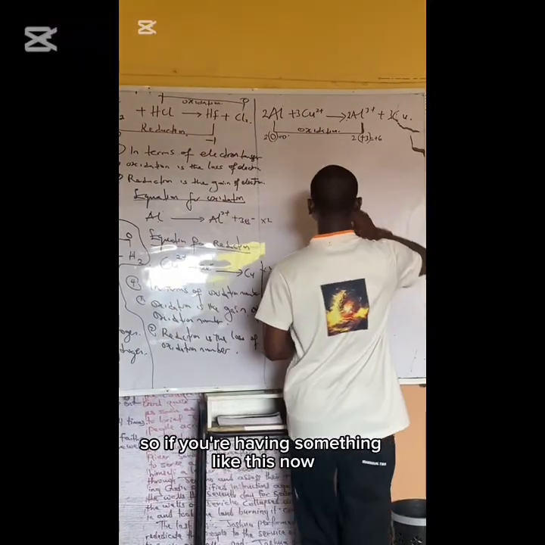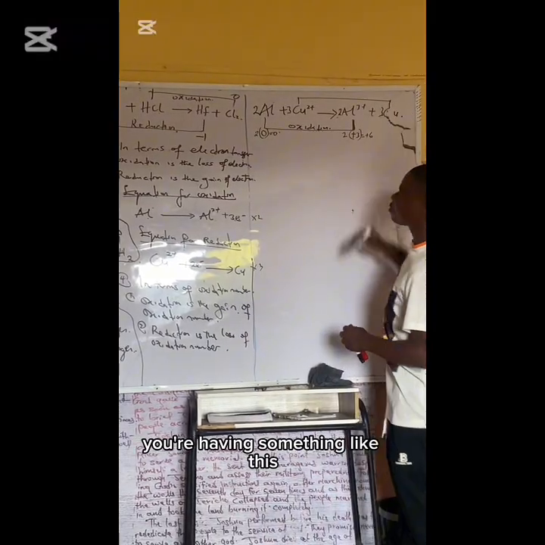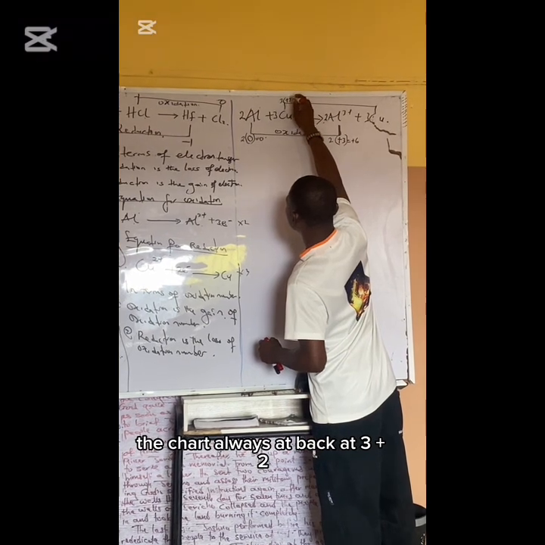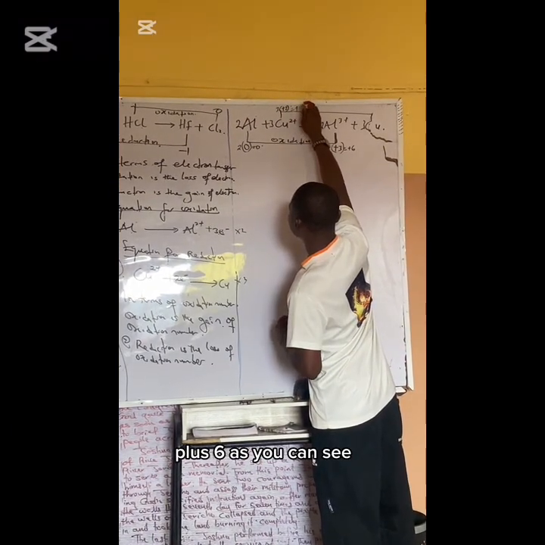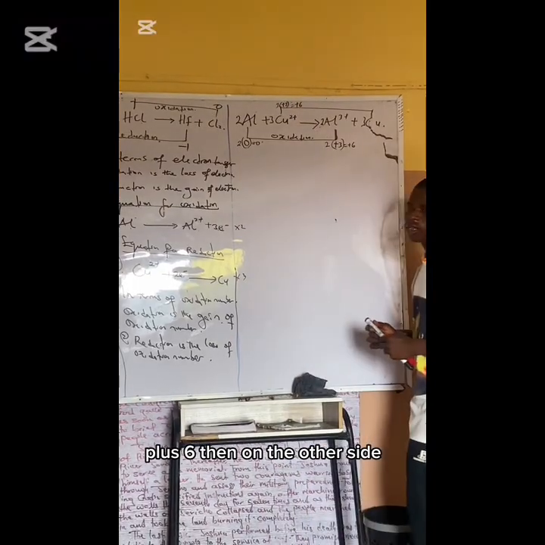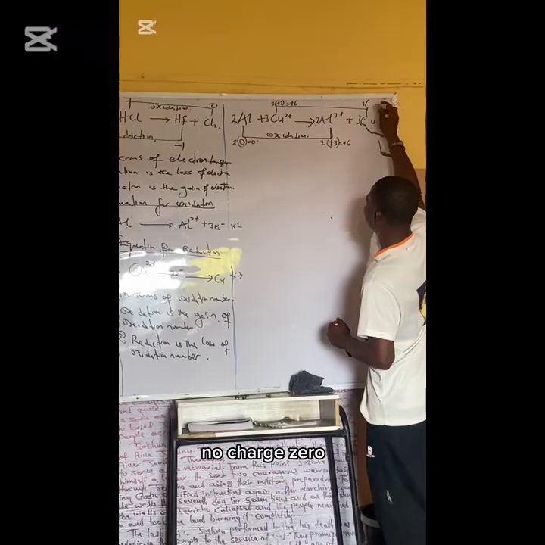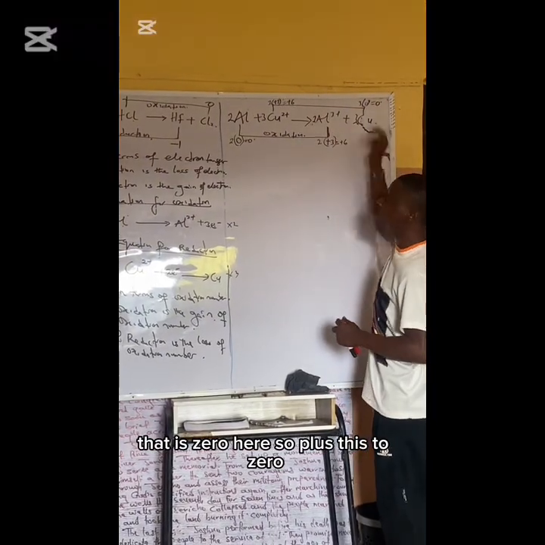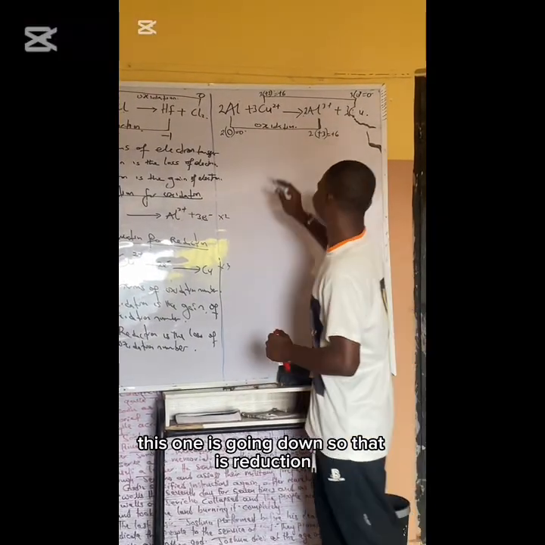So if you're having something like this now. The chart, what is that bracket? 3 + 2. That is 3 times +2, that is what? +6. As you can see, +6. Then on the other side, there is a 3, no charge, 0. That is 0 here. So +6 to 0, this one is going down. So that is reduction.